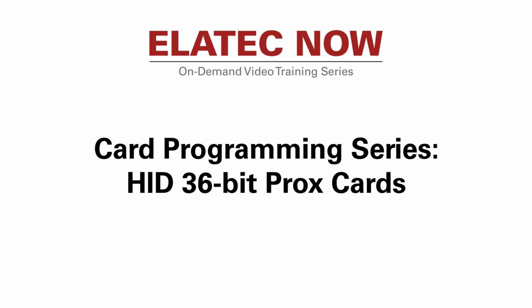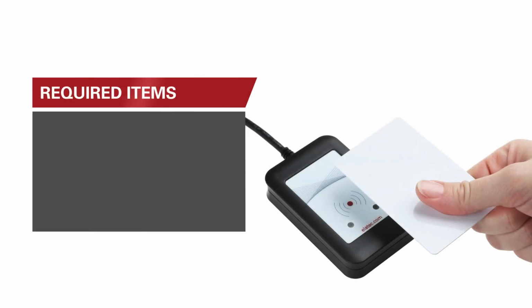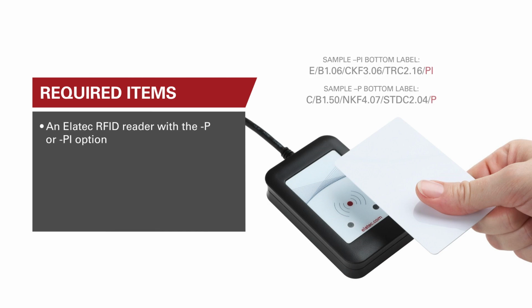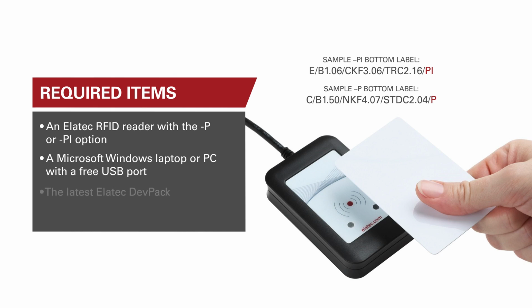In this video, we will demonstrate how to use the App Blaster utility to program an Elatec TWN4 card reader. The required items to follow this training will be an Elatec RFID reader with the -P or -PI option, a Microsoft Windows laptop or PC with a free USB port, the latest Elatec dev pack which can be downloaded at the Elatec website. Please see the link below in the video description.